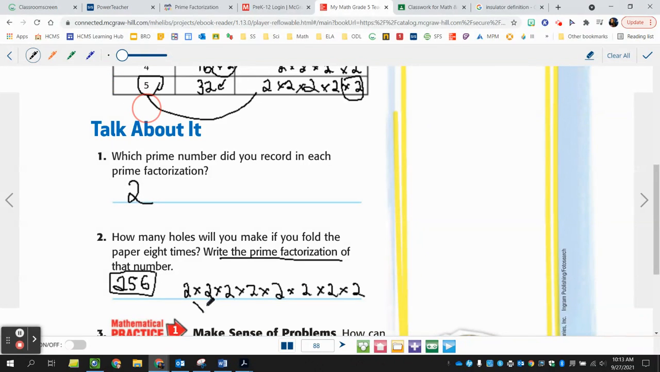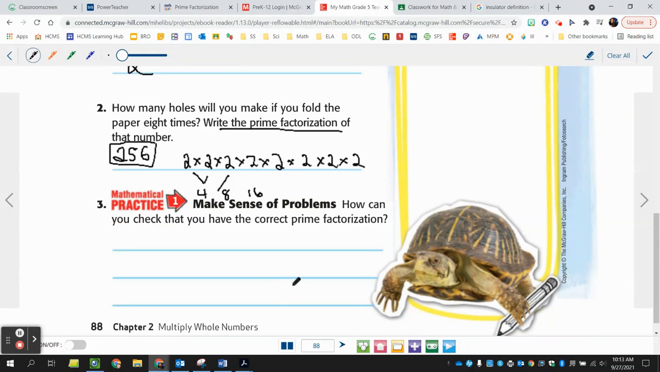A way to do that is to start calculating, right? 2 times 2 is 4, times 2 is 8, times 2 is 16, and you continue to double or finish the table. Make sense of problems. How can you check that you have the correct prime factorization? So basically what we were just doing right here, continuing to double it and multiplying it out, to see that you have 256 by the end.